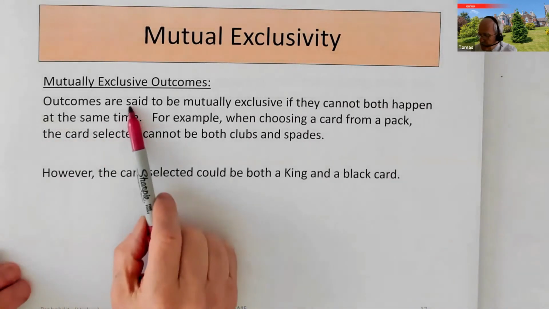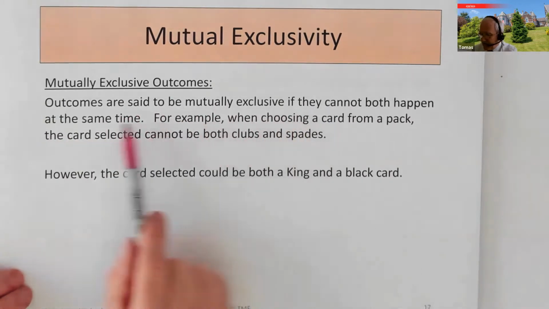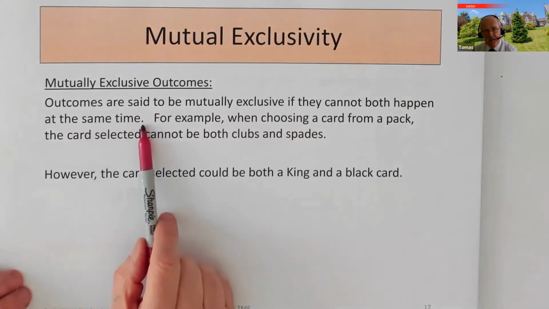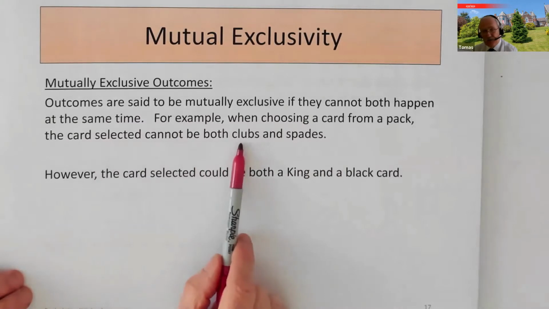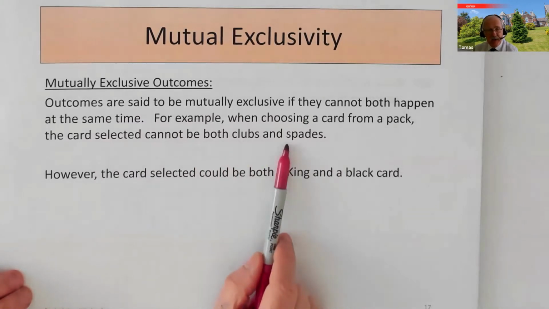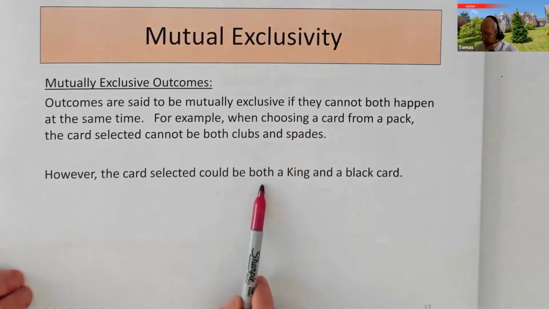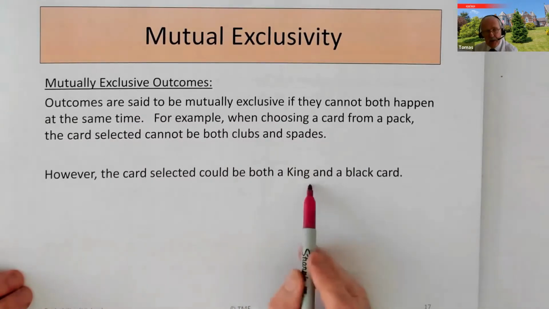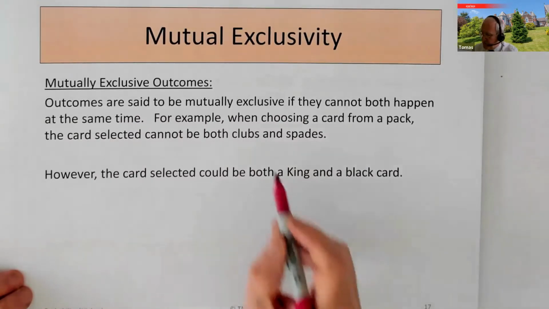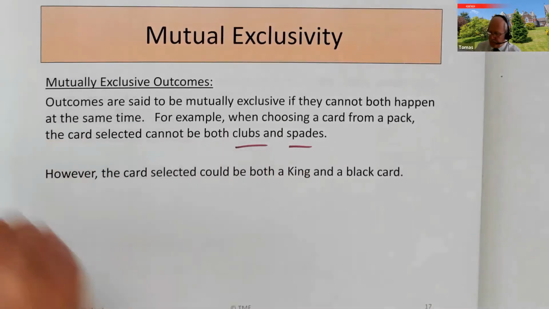Outcomes are said to be mutually exclusive if they cannot both happen at the same time. So when choosing a card from a pack, I can't choose clubs and spades at the same time. But it could be a king and a black card. So kings and black cards are not mutually exclusive, but clubs and spades are.